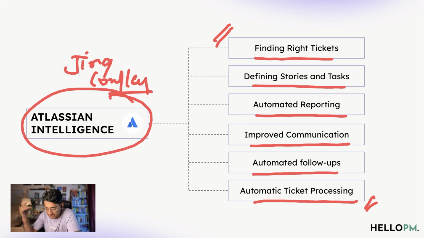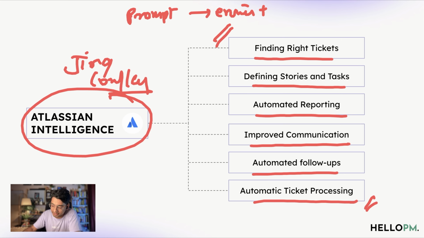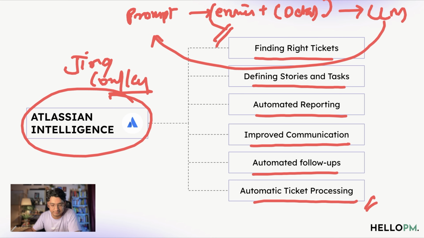So how do they do this? They are taking the prompt from you. They are enriching the prompt. They are adding more context with the data that you already have, because you already have a Jira workspace. It is giving all of the information to the prompt, all the context. And based on that context, it is sending the updated query or the updated prompt to the LLM, and the LLM is giving you the output.